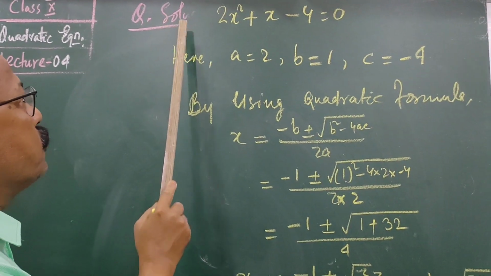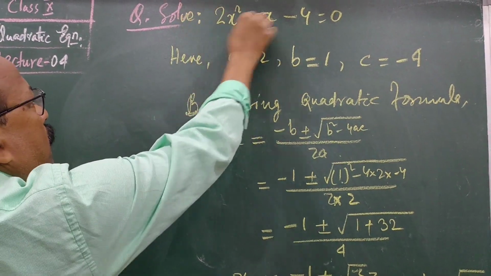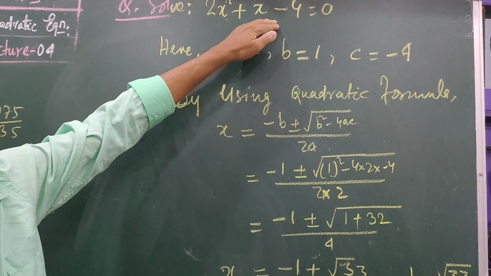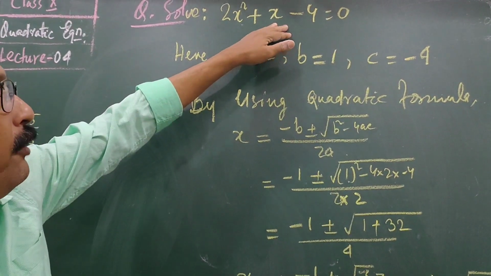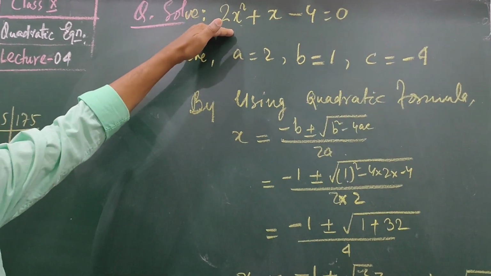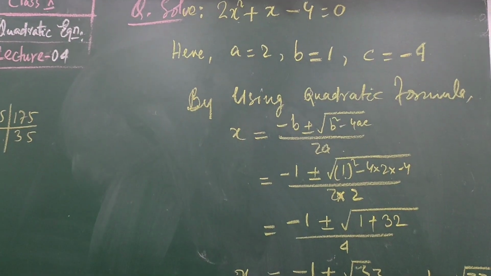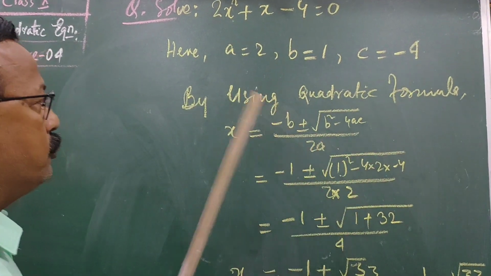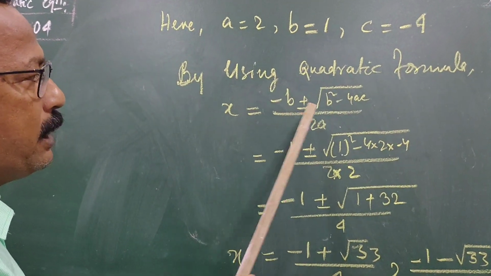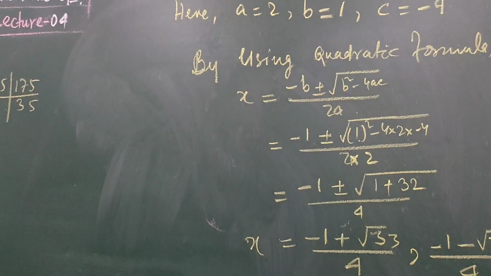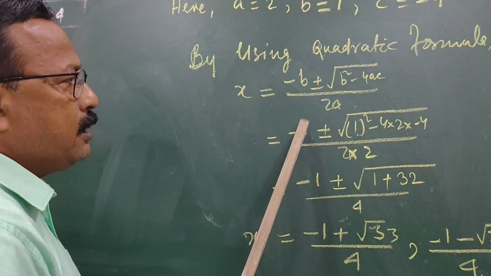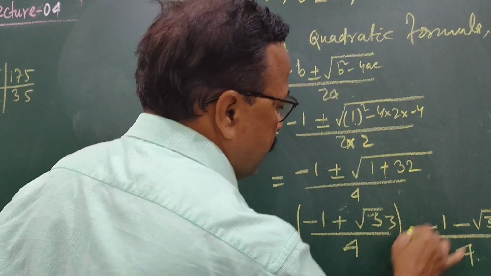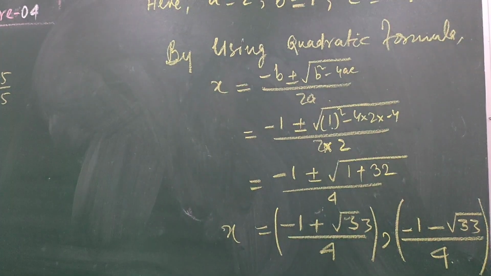Here our question is to solve 2x square plus x minus 4 equals to 0. Here we cannot use the method of factorization to find the roots of this equation. You can find the roots by the method of completing the square or by the quadratic formula. Here a equals to 2, b, the coefficient of x, equals to 1, and the constant term c equals to minus 4. By using the quadratic formula, we get x equals to minus b plus minus under root b square minus 4ac by 2a, and after putting in all the values of a, b, c, we find the two roots of the quadratic equation. These two are the roots of the given quadratic equation.